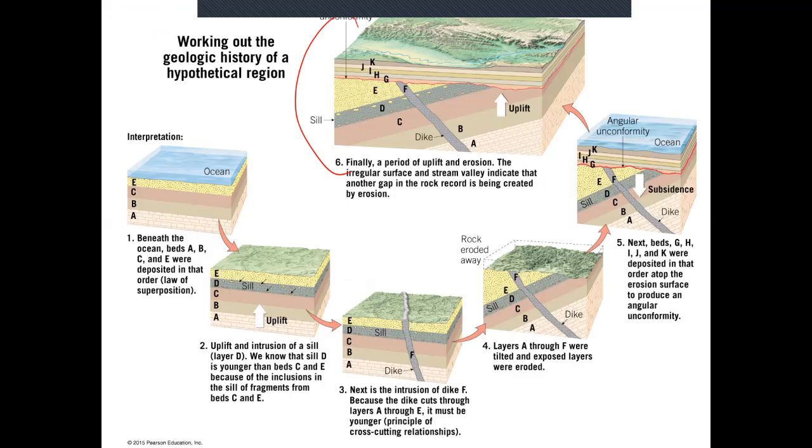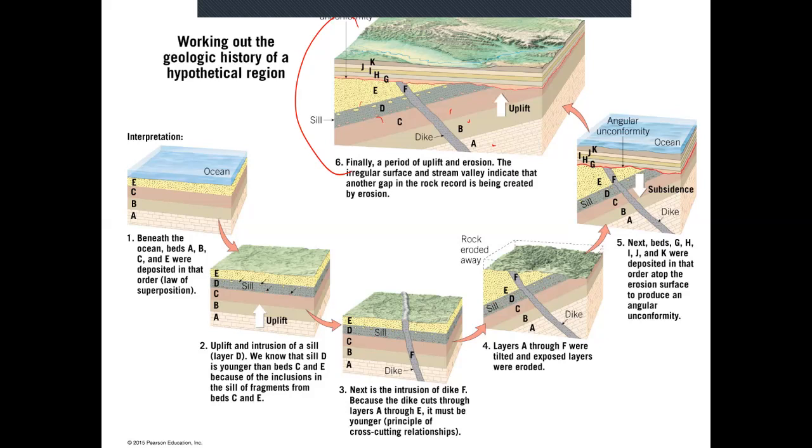Right? So what's first? Well, superposition tells us the oldest rocks are the deepest rocks. So that's A. Then the next youngest on top of it, B. And then C. And why not D? Why does it skip D but go to E? Well, because if you see, D has pieces of E and C in it.